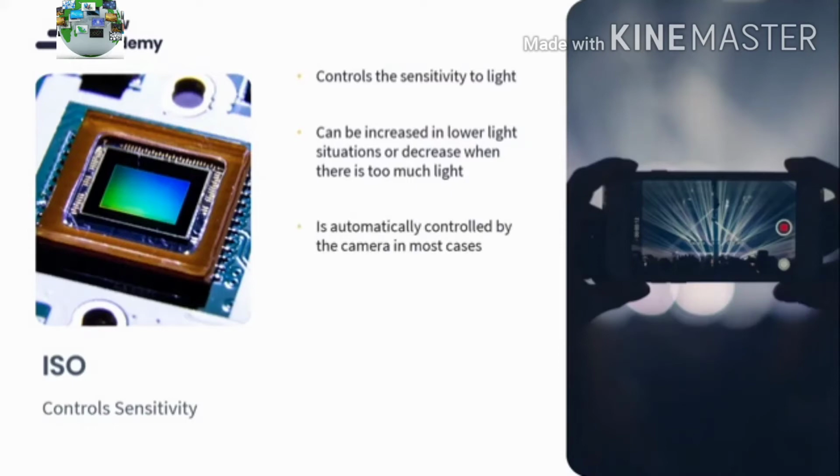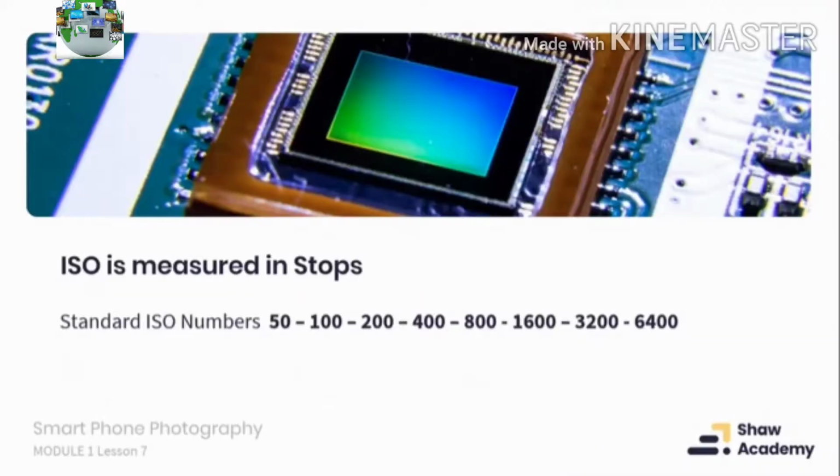It's automatically controlled by the camera in most cases, but of course we can change it in our pro or our manual modes. And higher ISO will create noise. Okay, so this is a caveat to using our ISO. It will create noise. Now, ISO is measured in stops. So the same way that we saw with our shutter speeds, that it's measured in stops.